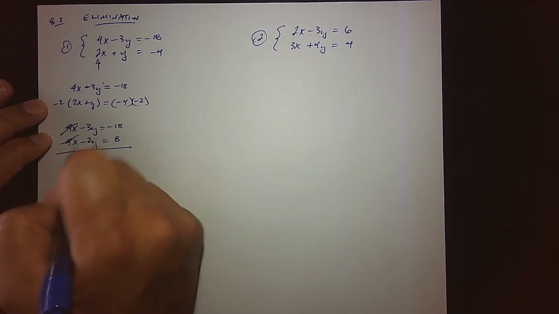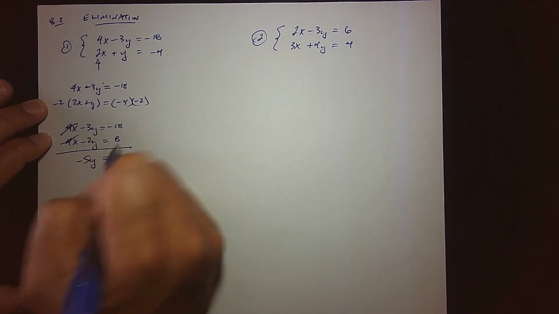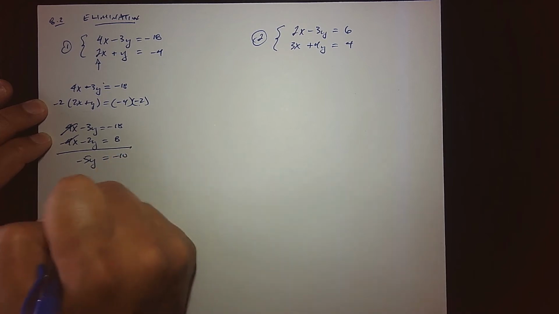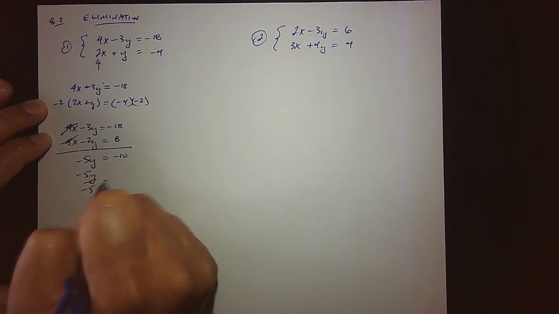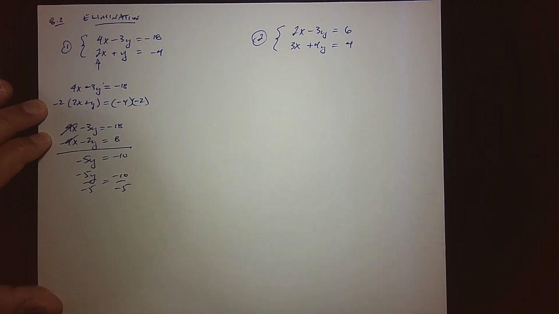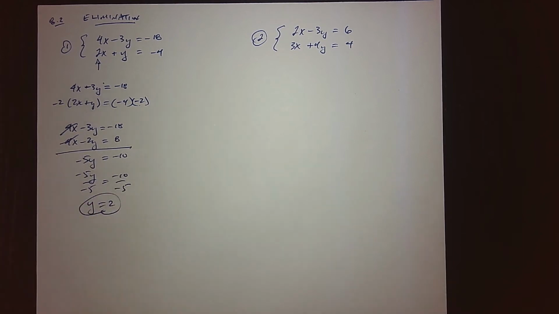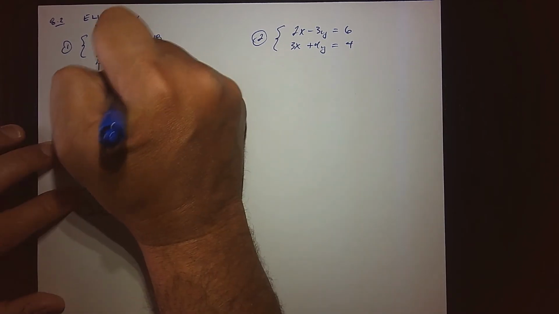Minus 3y and minus 2y is minus 5y. Negative 18 plus 8 is a negative 10. So divide both sides by -5, and we get our value of y equals 2. So there you go, we're halfway there. Let's go back, and how do I eliminate y?